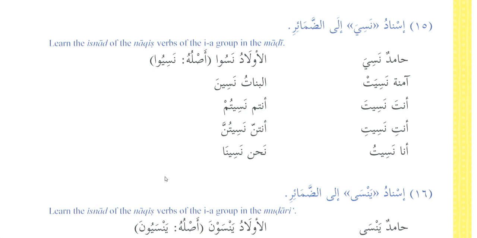Which weak letter do we have? The ya. And before I start with this question number 15, isnad nasiya ila damir, means you have to attach all the past tense damir with this fail. So let me give you some information about this type of fail and what type of fail we are dealing with in this lesson. So before I start, let me share my whiteboard.